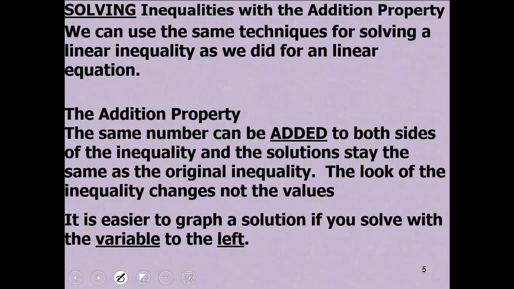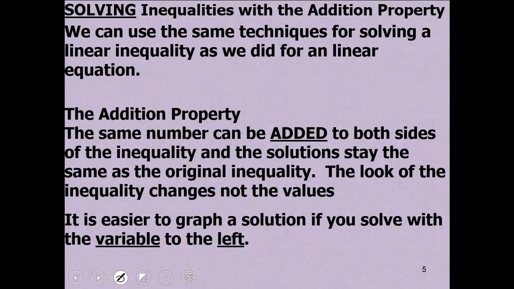All right, now we can solve inequalities as well, like we've done in the past. We're going to use the exact same techniques using the addition property. I can add the same number to both sides. I can add a positive number. I can add a negative number to both sides without changing the solutions or the value of the solutions. The inequality looks different, but the solutions remain the same. This is what's going to help us solve our inequalities.